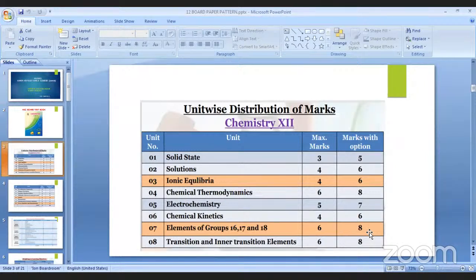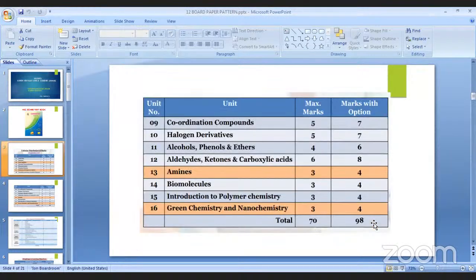Elements of group 16, 17, 18 again carries 8 marks. Then amines is again important. Aldehydes and ketones, these are basically organic-based topics, so they are also more marks carrying. And if you see, maximum marks that will come are 70, and with options a 98-mark paper will be there.